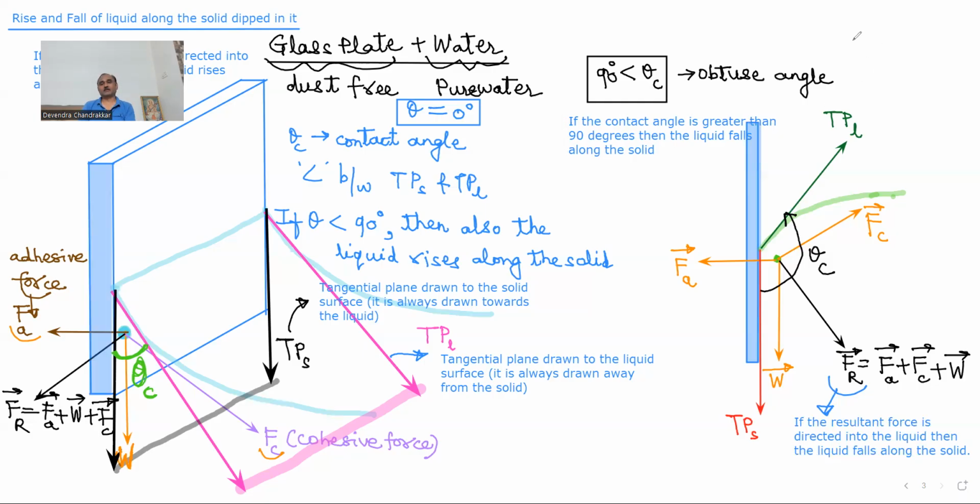Now, standard data for dust-free glass and pure mercury: theta C is approximately 140 degrees. Okay, for calculation purposes, you can take it as 135 degrees.